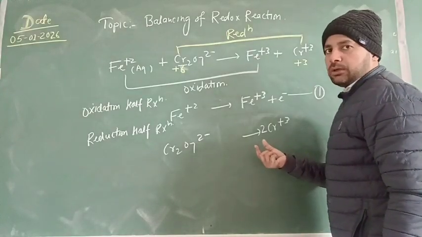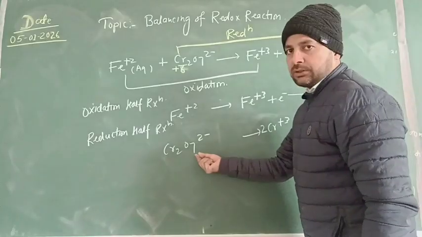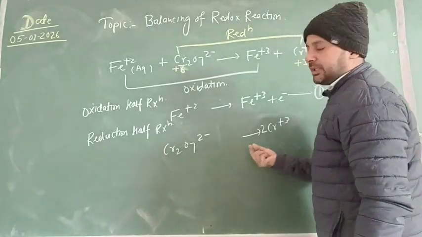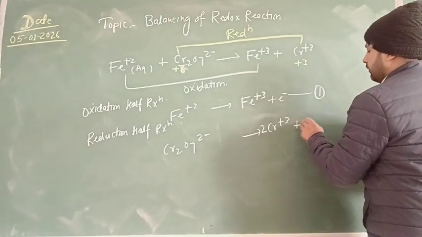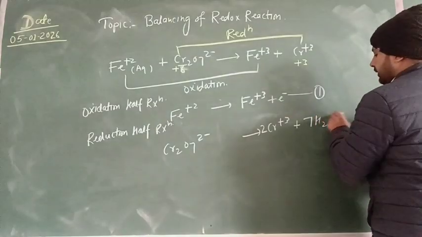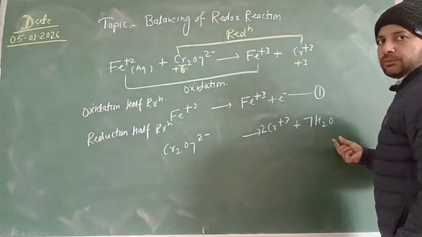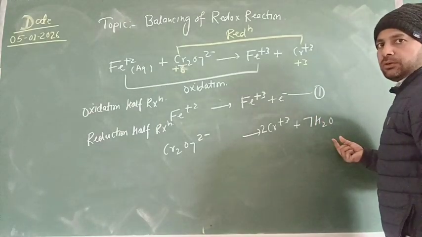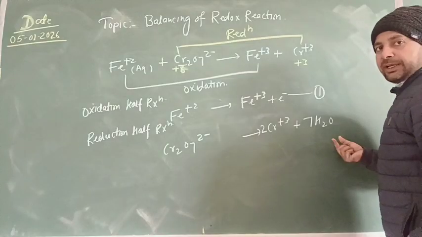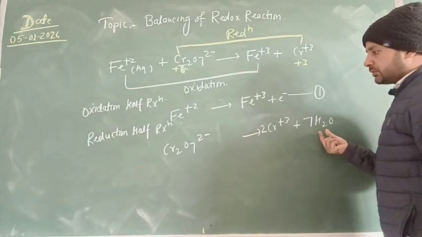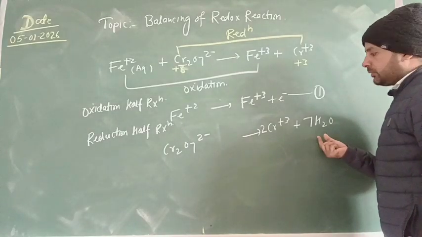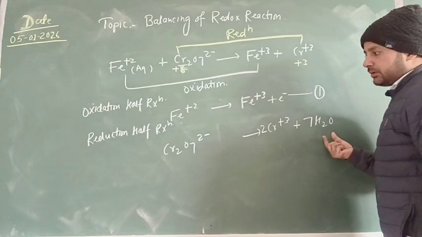Exactly the same number of water molecules. Here there are 7 oxygen atoms, so we will add 7 water molecules on this side. Okay. So after adding 7 water molecules on this side, there is an excess of hydrogen atoms, so there are 14 hydrogen atoms on the right hand side.